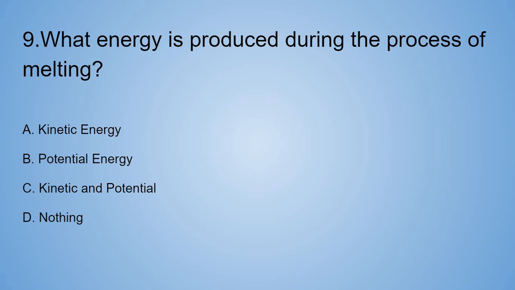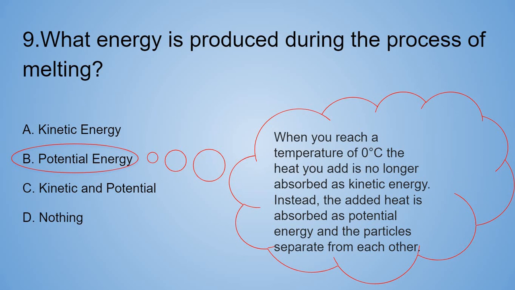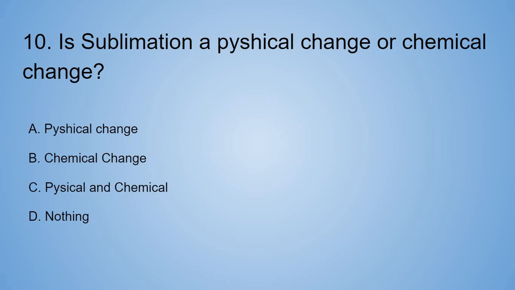But think carefully on this question. Melting. Did you get the answer? Good. The answer is B, potential energy. When you reach a temperature of 0 degrees Celsius, the heat you add is no longer observed as kinetic energy. Instead, the added heat is observed as potential energy, and the particles separate from each other, causing melting.